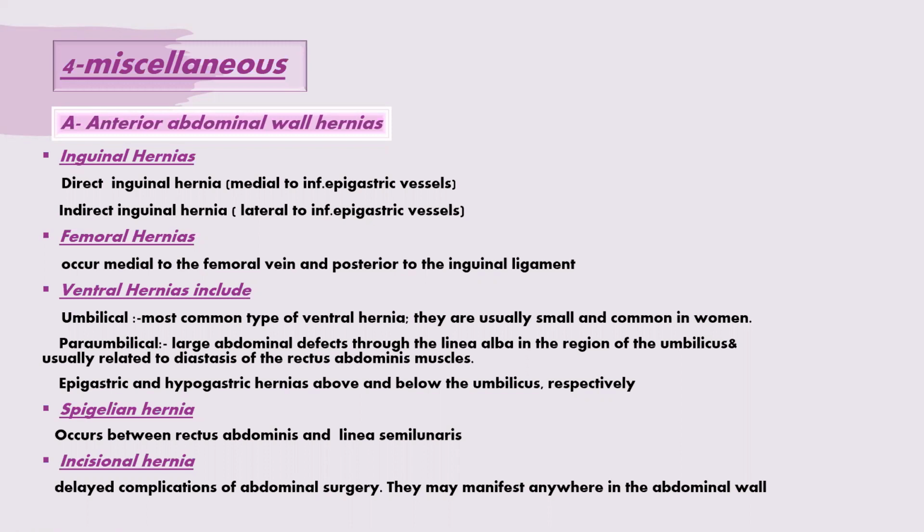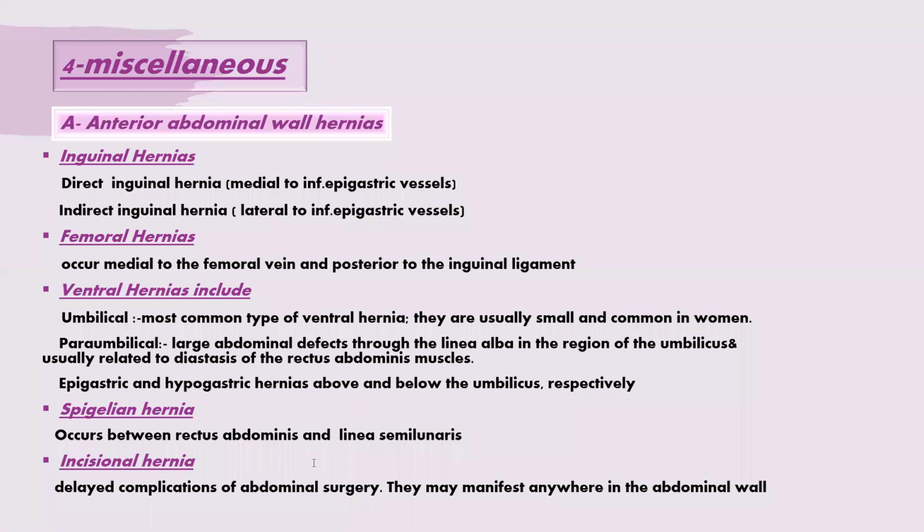The Spigelian hernia occurs between the rectus abdominis and linea semilunaris. Incisional hernia is a delayed complication of abdominal surgery. They may manifest anywhere in the abdominal wall.